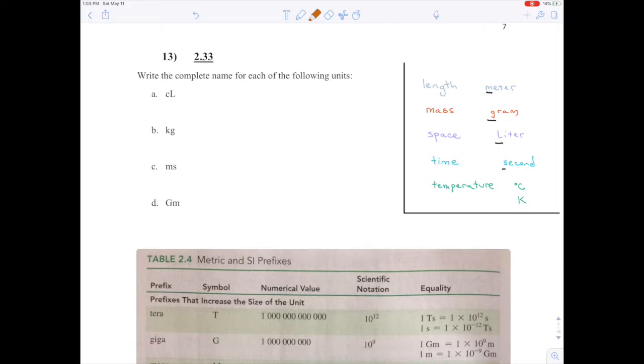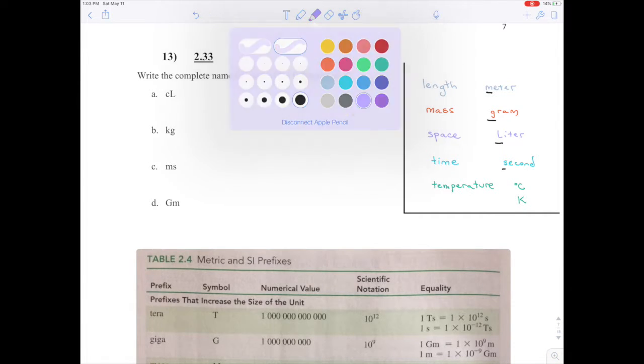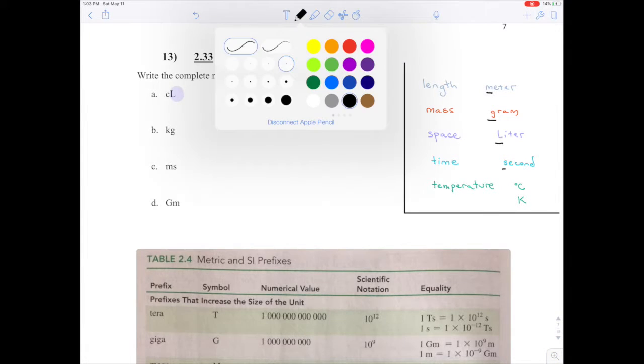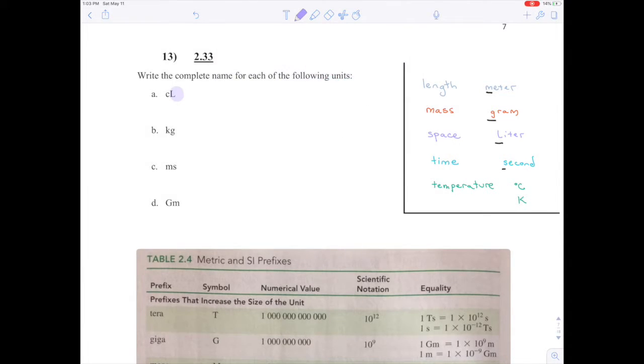So for example, in the first part, we're going to look at the second letter first. It's a capital L, and that capital L is the unit for space. It's a liter. So that's what we have right here, and we know that that is going to be a liter.